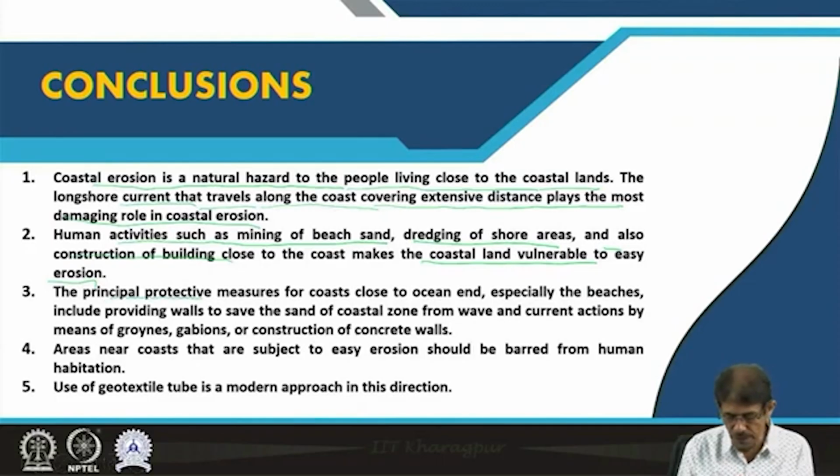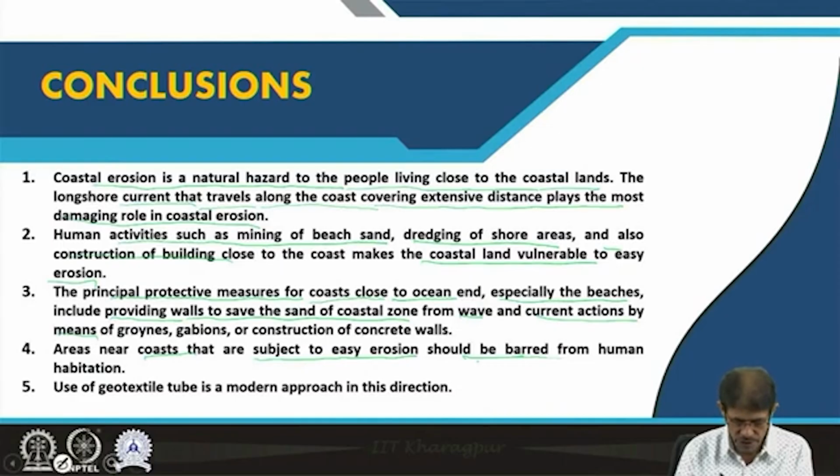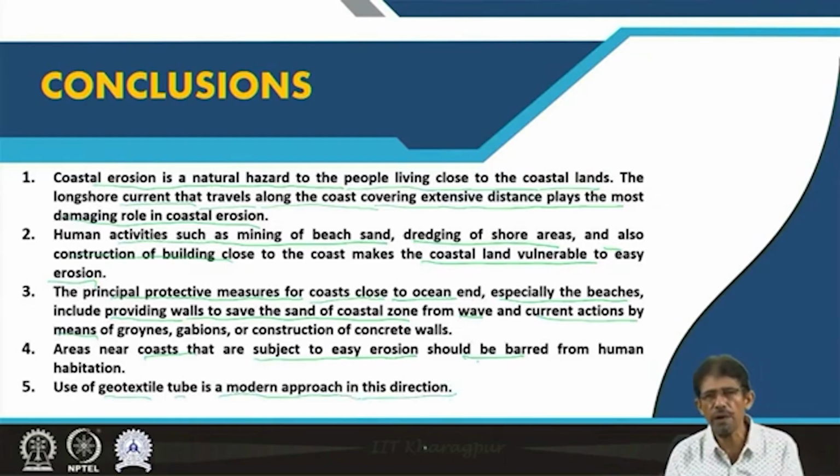The principal protective measures for the coast close to the ocean ends, especially the beaches, include providing walls to save the sand of the coastal zone from the waves and current action by means of groynes, gabions, wave breaker structures, jetties, etc. Areas near the coast that are subjected to easy erosion should be barred from human habitation, and use of geotextile tubes is a modern approach in this direction along with some soft environmental control measures like plantation of grass, trees, etc.